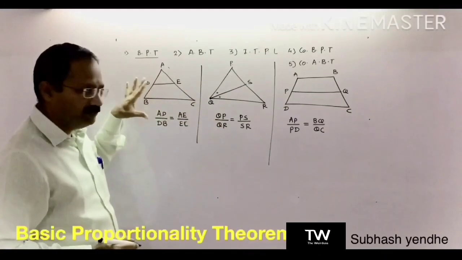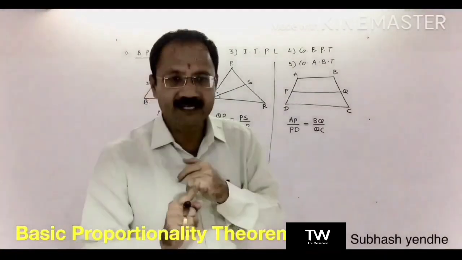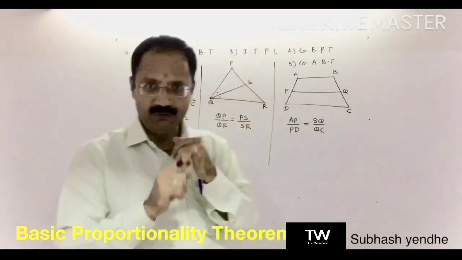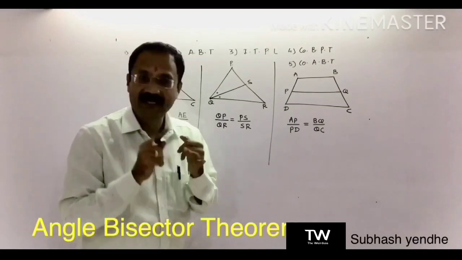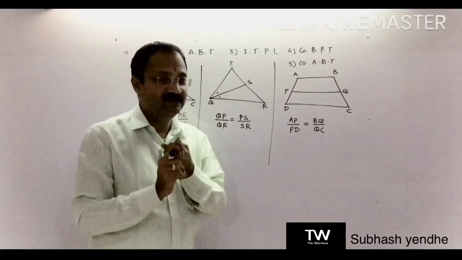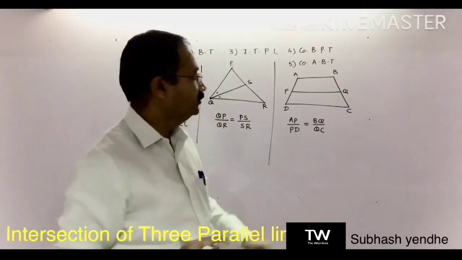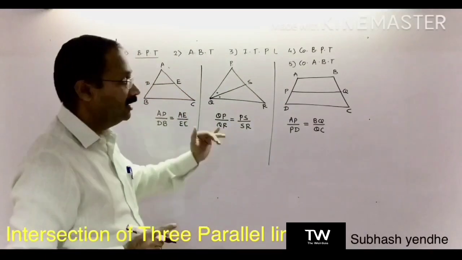The first one is BPT. You have to remember three tricks. If a line is parallel in a triangle, then always use BPT. Second, if an angle bisector is there in a triangle, then use A.B.T. If three lines are parallel, then you have to use intersection of three parallel lines.